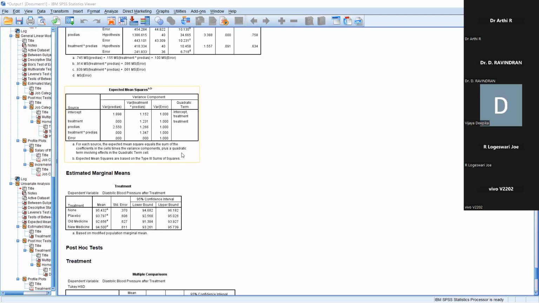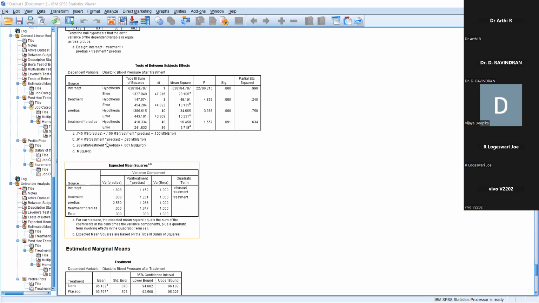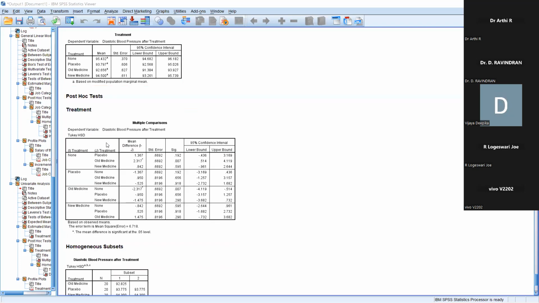Coming to estimated marginal means, so you find what is the mean diastolic pressure for the different treatments here. So 95 for none, which is higher than 93, 92, 94. We found it also to be significant.